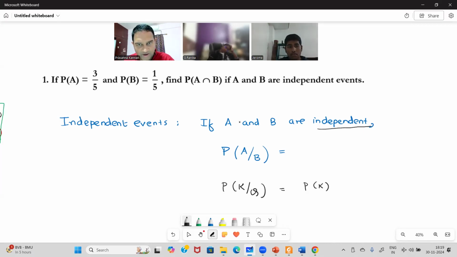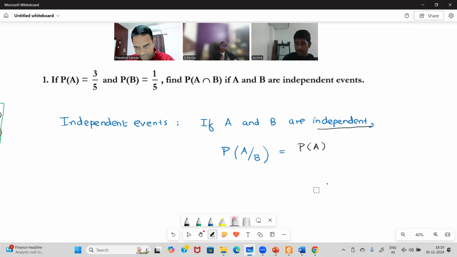Do you agree with this, Ranika? Yes, sir, very much. So what will be P of A given B? P of A, given that B has already happened, will be nothing but P of A, sir. Very good. Ranika, do you agree? Yes, sir. So can you tell me, Ranika, P of B given A, how can I write it? It is P of B, sir. Very good.